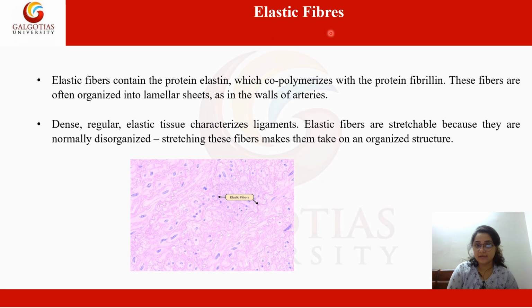Next are the elastic fibers. Elastic fibers contain the protein elastin, which copolymerizes with the protein fibrillin. These fibers are often organized into lamellar sheets as in the walls of the arteries. Dense, regular elastic tissue characterizes ligaments. Elastic fibers are stretchable because they are normally disorganized.